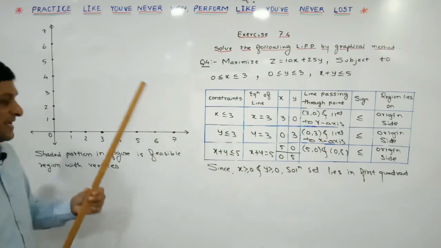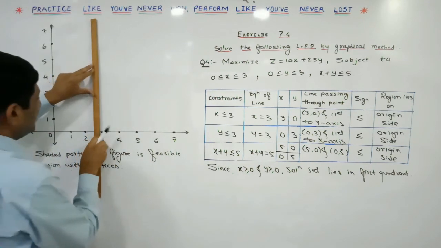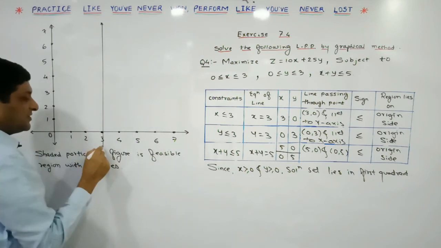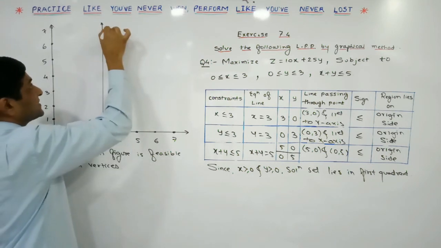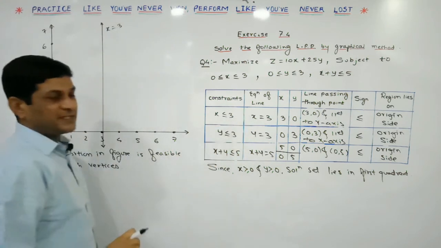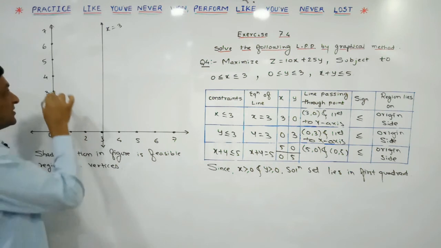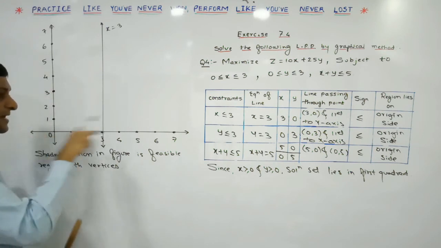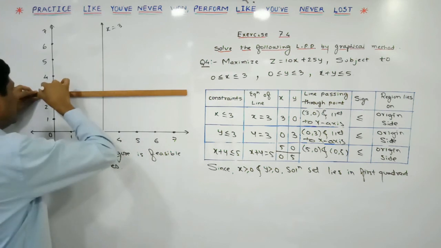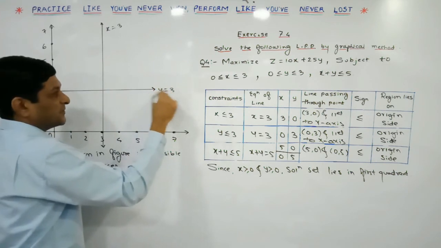So our first line passes through the point (3, 0) and is parallel to the y-axis. In this way we have constructed our first required line, x = 3. Now observe the second line, y = 3. This line passes through the point (0, 3) and is parallel to the x-axis. So draw this line. Our next line is y = 3.